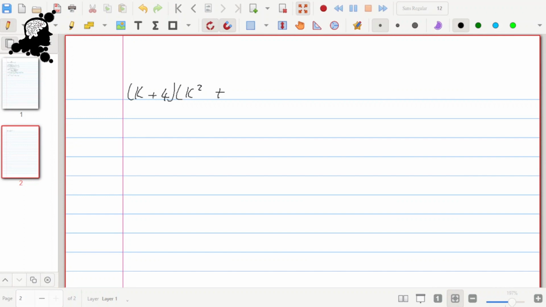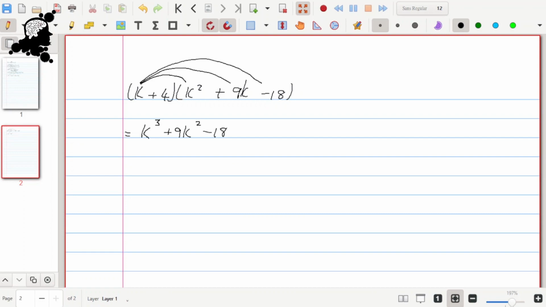plus 9k minus 18. All right, we multiply the first two terms. k times k squared, that's going to give me k cubed. Then we say k times 9k. This is going to give me 9k squared. Next, I say k times minus 18. This is going to give me minus 18k.